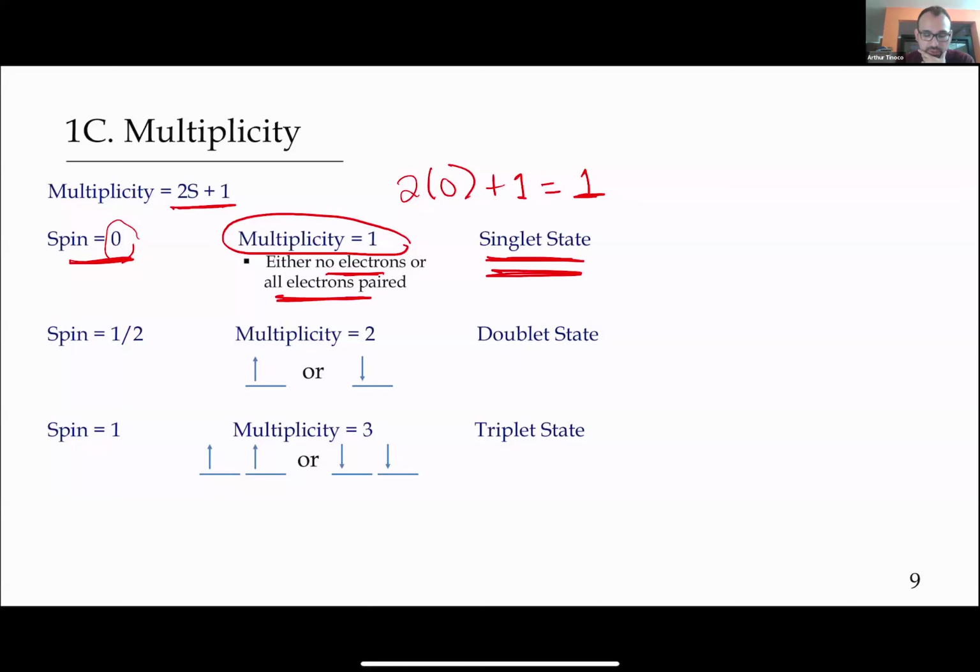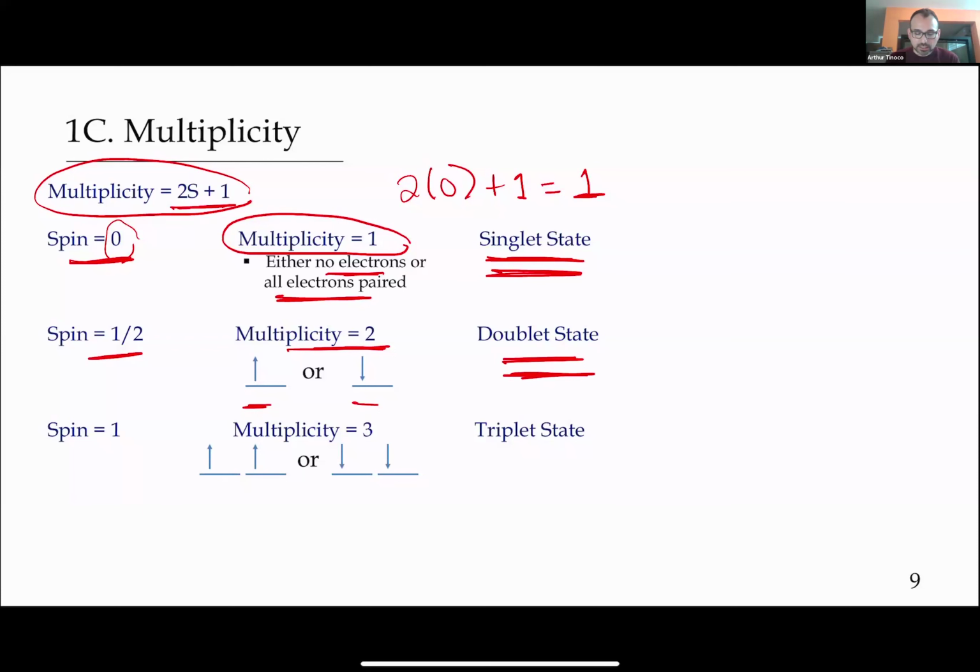All right, let's look at an example of spin of 1/2. What would be the multiplicity? You plug 1/2 into the equation for multiplicity, and that gives you a multiplicity equal to 2. That means you have one electron, and that electron can either be spin up or spin down. It doesn't matter, because spin is going to be an absolute number. So you have a spin of 1/2, and your multiplicity is 2. That means your state is a doublet state.